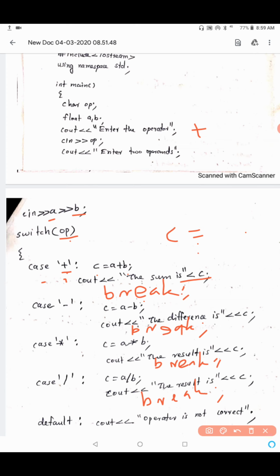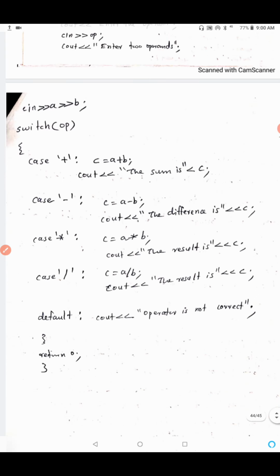And for example, if I have entered divided by, it will switch on divided by. First it is matched with plus. It is not plus, so it will go to the next case. It is not divided by, it's not matching. Then here also it is not matching, so it will reach here. Then only here it will calculate the value, and the result is printed here, then break.